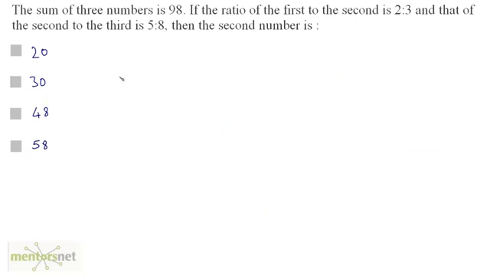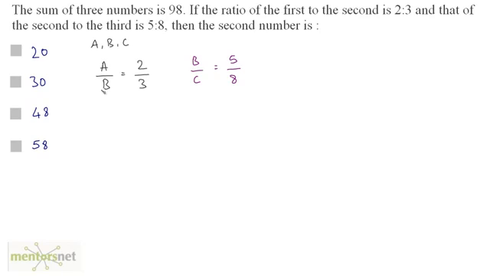The sum of three numbers is 98. If the ratio of the first to the second is 2:3 and that of the second to the third is 5:8, then the second number is. Now let these numbers be A, B and C. The ratio of first to the second is 2:3, so A by B is equal to 2 by 3. And the ratio of the second to the third is 5:8, so B by C is equal to 5 by 8.